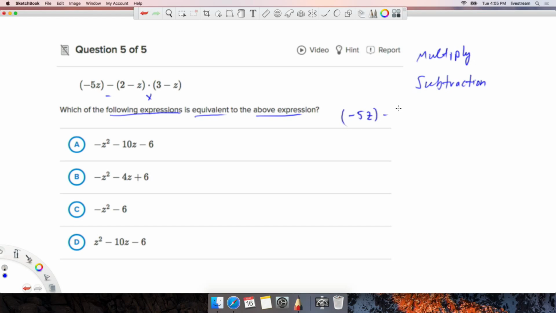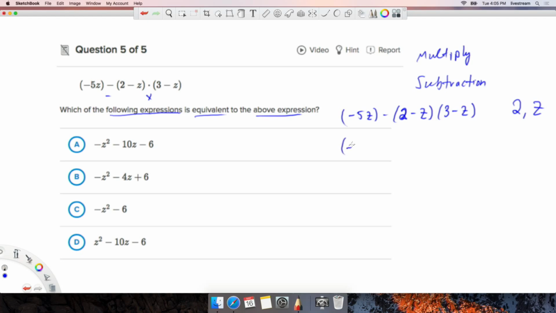Negative 5z minus 2 minus z times 3 minus z. And before I go any further, I want to note that it's important for questions like this to really differentiate your 2s and your zs so that you don't get them confused, because if you do, it really does change the answer that you might get.